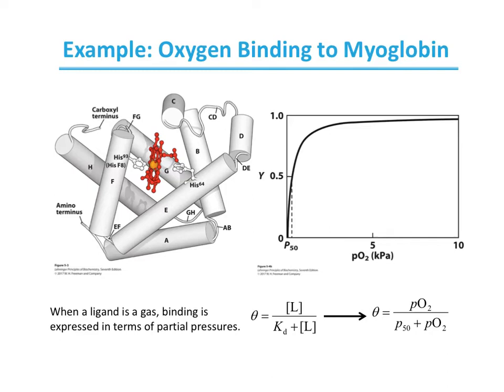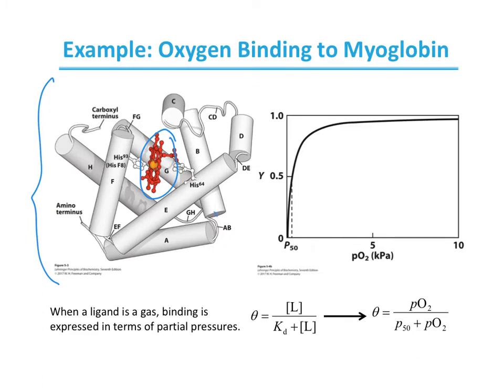So this is a cartoon of myoglobin. It contains 8 helices, which are labeled A through H. And then here in the center is the heme, which I will get into more in a minute. And that is where the oxygen is going to be bound. So that's where the oxygen, which is acting as the ligand, is going to be binding to myoglobin.